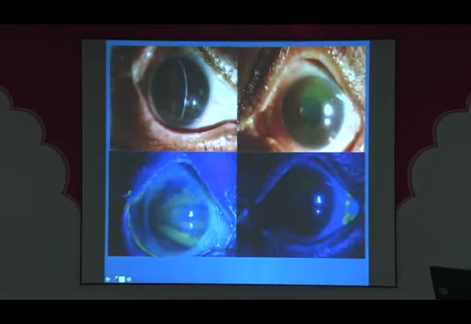This is a very good example. Right eye, you can see this diffuse staining. Left eye, the eye is wetter, but you can see this selective staining in the lid margin. So this is a perfect case which demonstrates that in the right eye, the dry eye needs to be managed. In the left eye, the lids need to be managed.